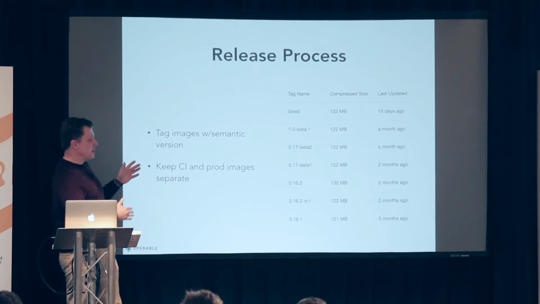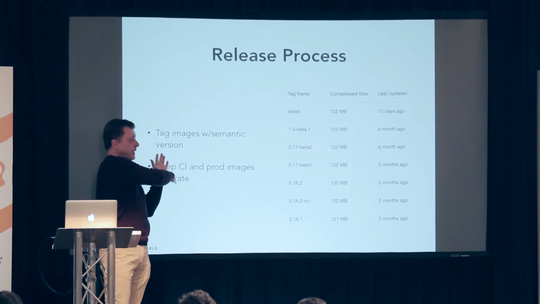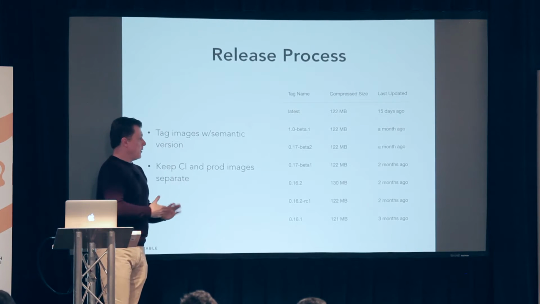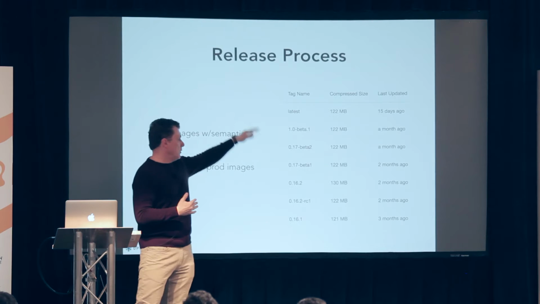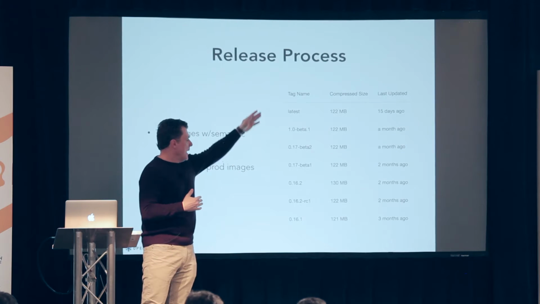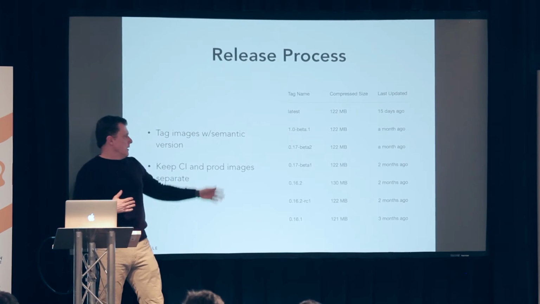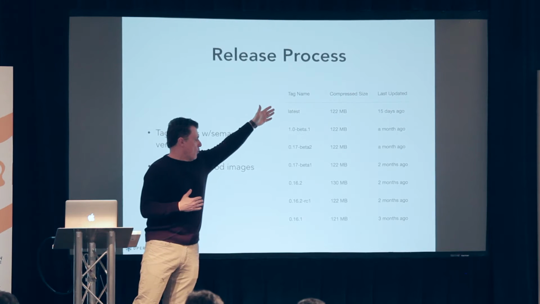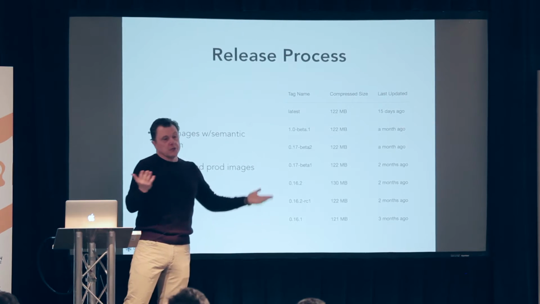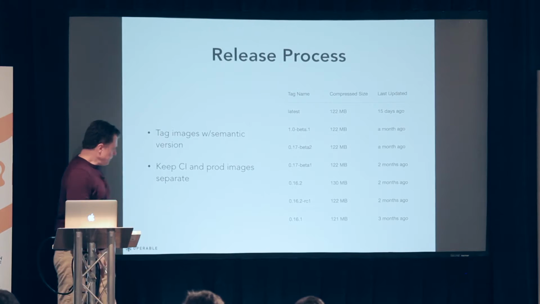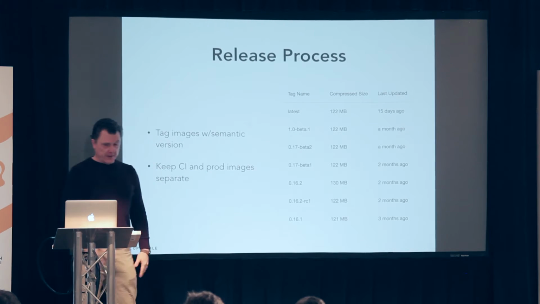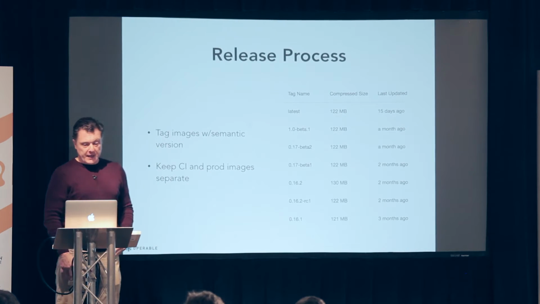We have some tooling that makes it easy to promote an image from our CI repo to the prod repo, but we do that, again, keeping the user's experience in mind and making it really easy for them to understand what the version history is and which version they're interested in, and it doesn't pollute it with any of the behind-the-scenes sausage making.